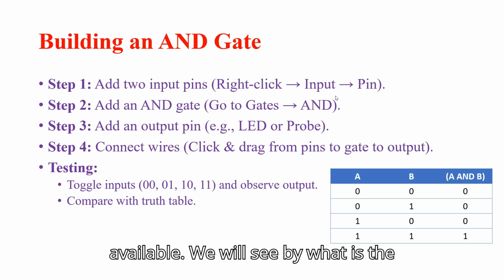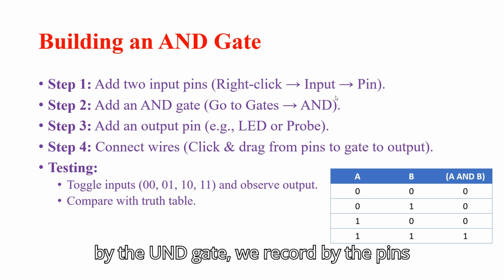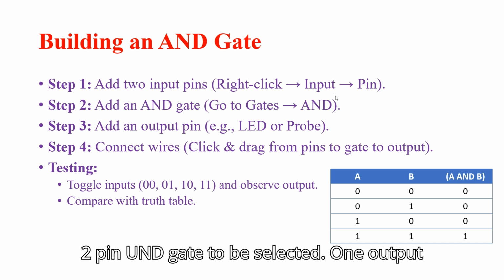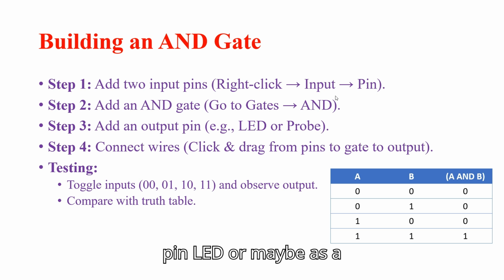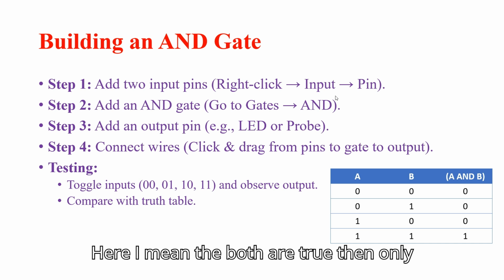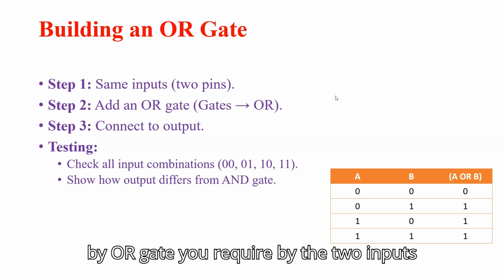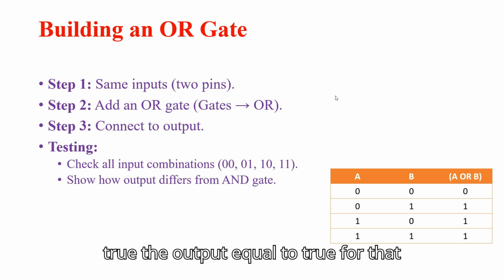Okay, we will see the AND gate. When constructing the AND gate, we select a two-pin AND gate, and one output needs to be produced. The output pin can have an LED or a probe, with connection wires. Here, only when both inputs are true does it give the output true. When I apply the OR gate, you require two inputs and one output. If any one is true, it gives the output true.